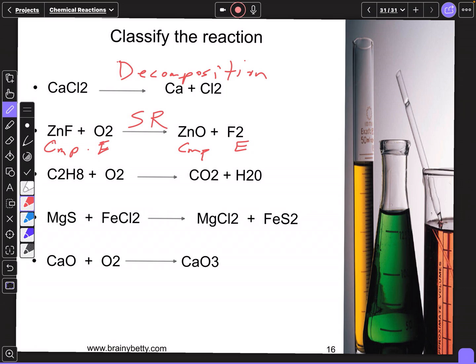Alright, so the third example, I have C2H8 plus O2 produces CO2 plus H2O. If I notice, I got something with carbon and hydrogen, so I got a hydrocarbon, and then I got oxygen gas as a reactant, CO2 and H2O are my products. Those are always the products of a combustion reaction, so you can just write C for it.